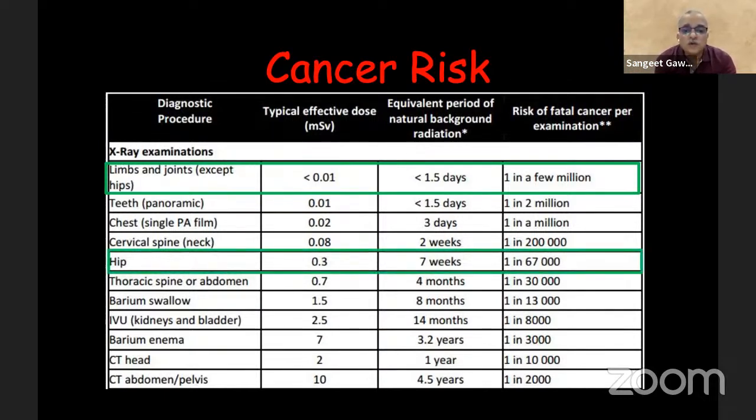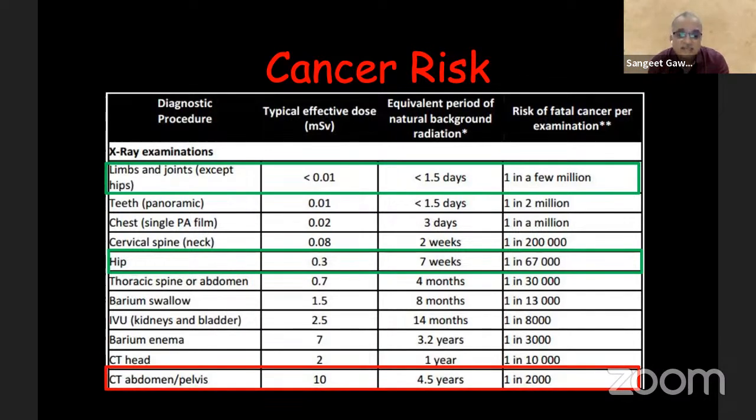If you are doing an X-ray of the hip, the area being thicker, the dose required is quite high. That is 0.3 millisievert, and that is equivalent to 7 weeks of natural radiation that you would receive. You are receiving that in half a minute or 2 seconds when the technician is shooting. And the risk of cancer is 1 in 67,000.